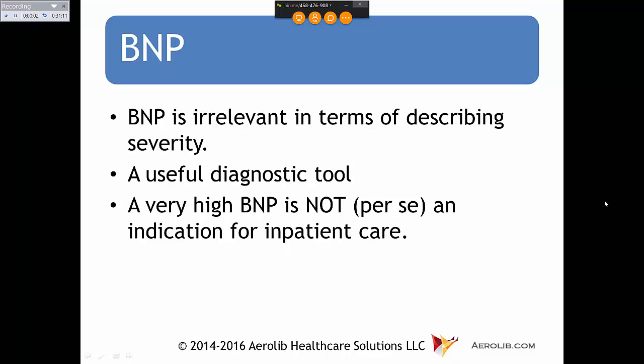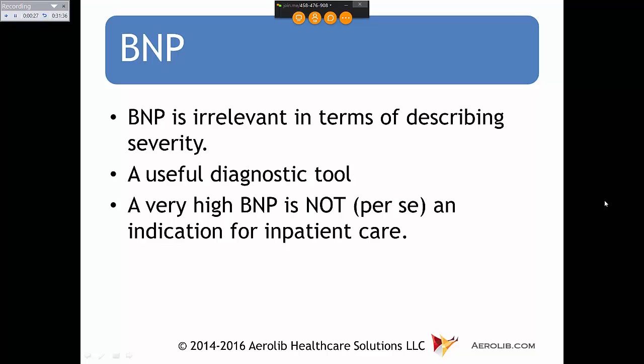Now, one topic that has come up in my discussions with physicians on CHF is, well, the BNP was high. BNP is irrelevant in terms of describing severity. It's a useful diagnostic tool to say that, yes, there is a left ventricular stretch and there is an element of heart failure. But again, BNP is useless if there is renal insufficiency. It does help differentiate between CHF and COPD.